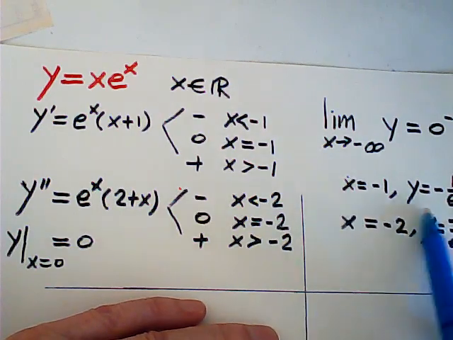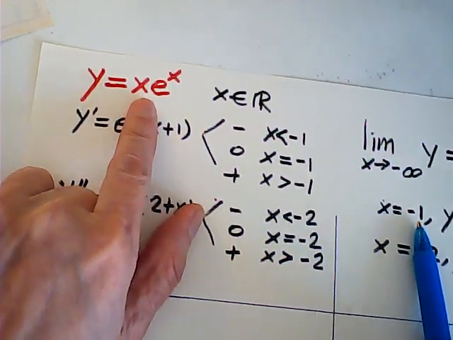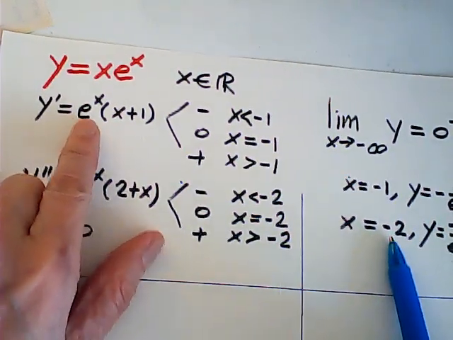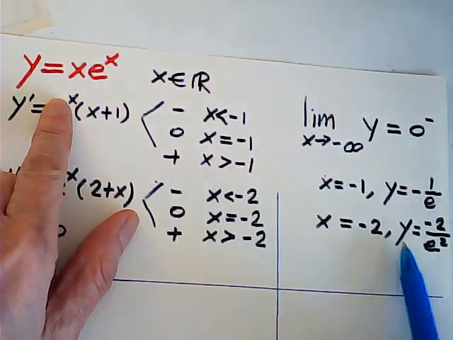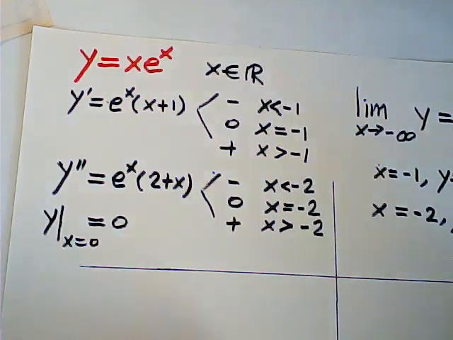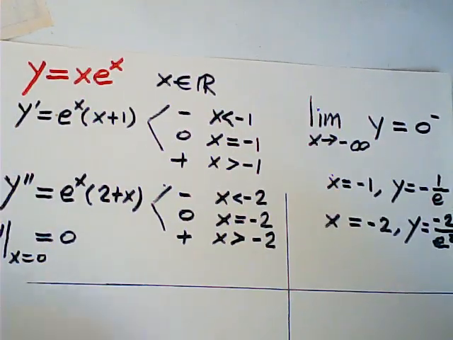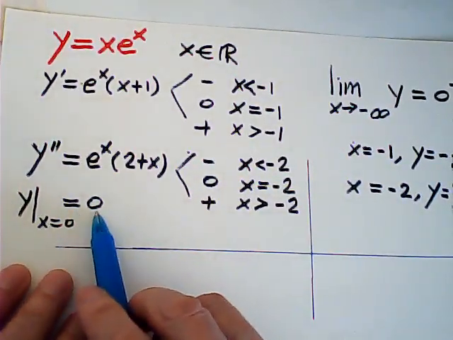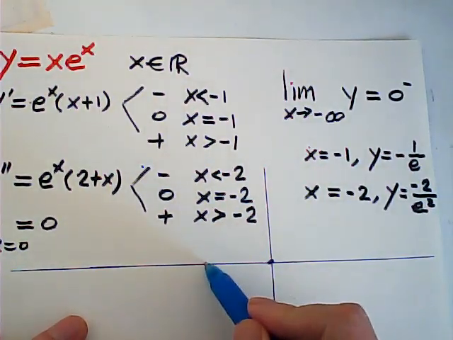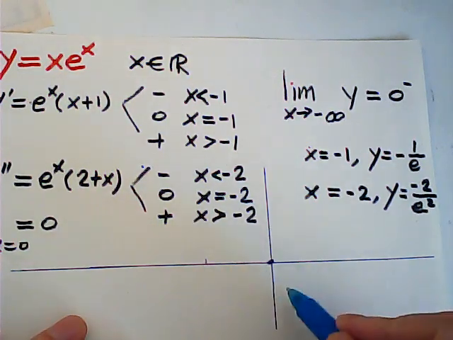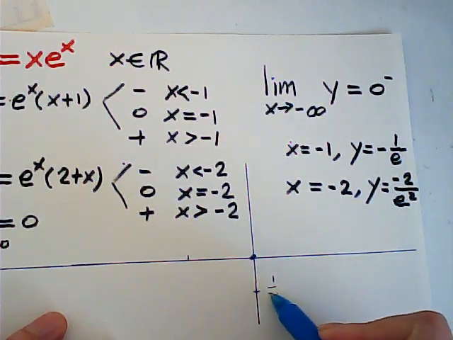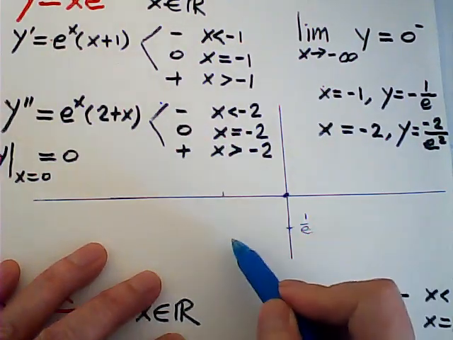Now then we find a particular point: when x equals -1, y is equal to -1 over e. When x is -2, y is equal to -2 over e squared. So we have plotted the point. This point is here, right? This point is at x = -1, y = -1 over e. Okay, that is the point.